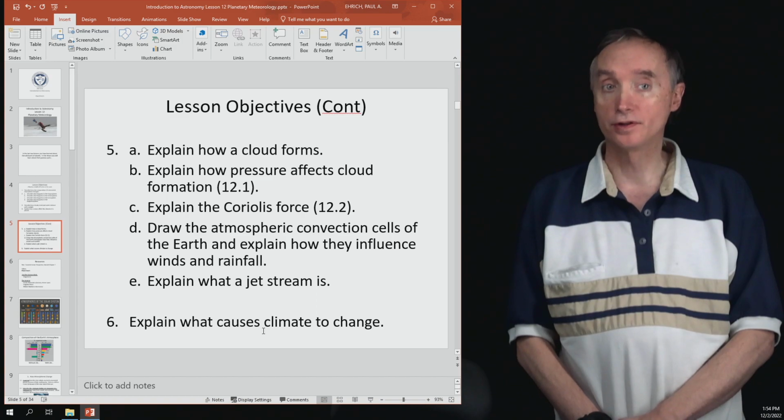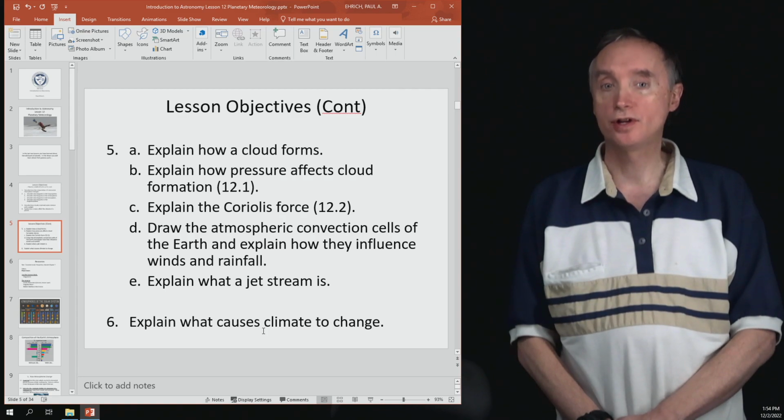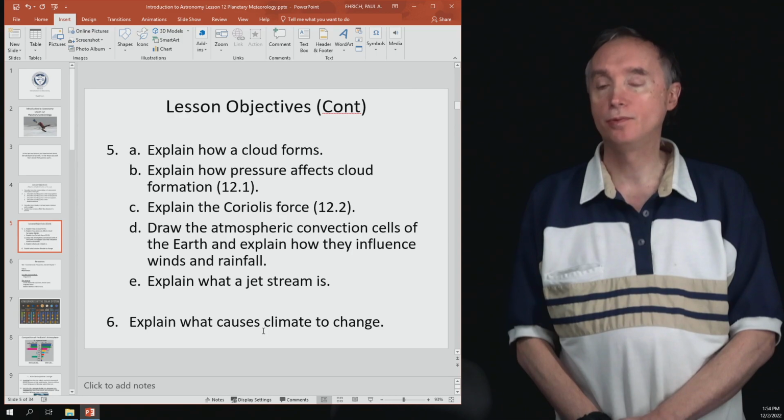Explain the Coriolis force, be able to draw the atmospheric convection cells of the Earth and explain how they influence wind systems and where you're going to have deserts and rainfall, and then explain what a jet stream is. And then finally, number 6, explain what causes climates to change.